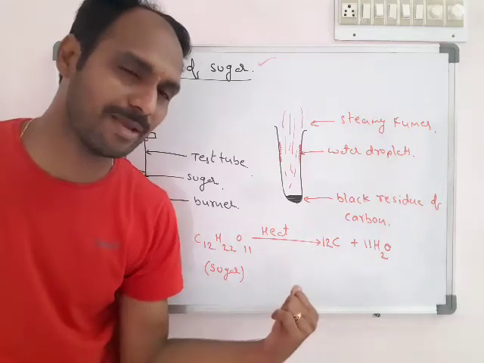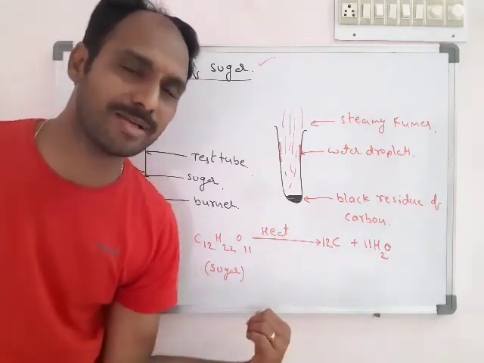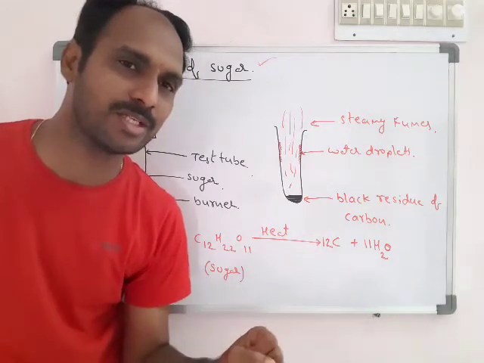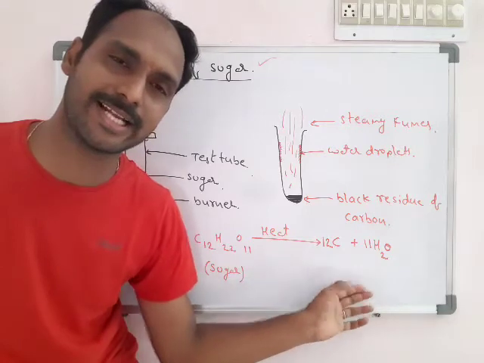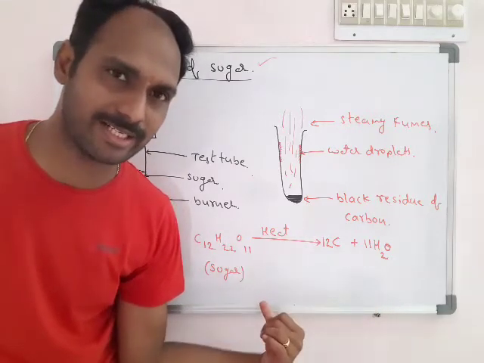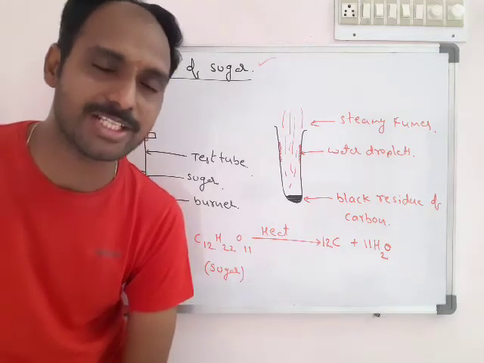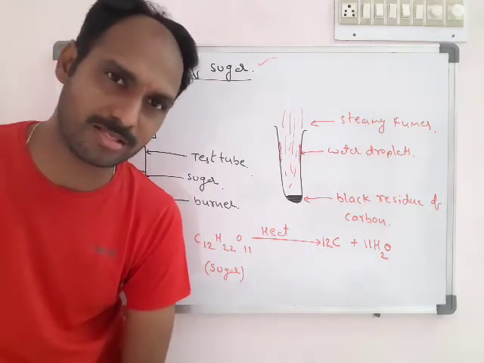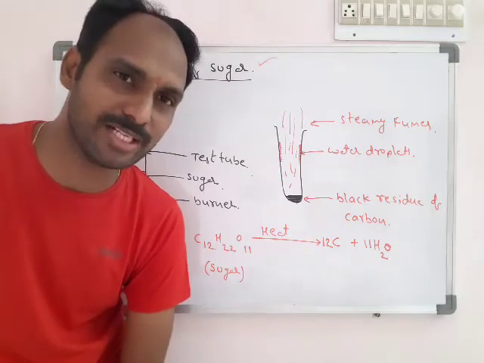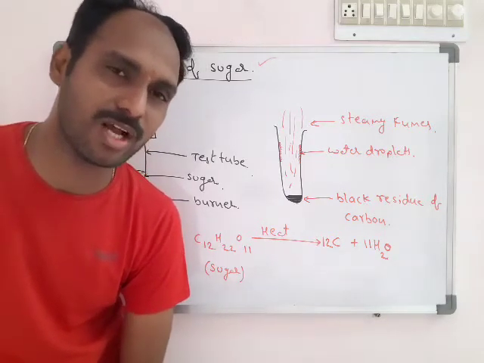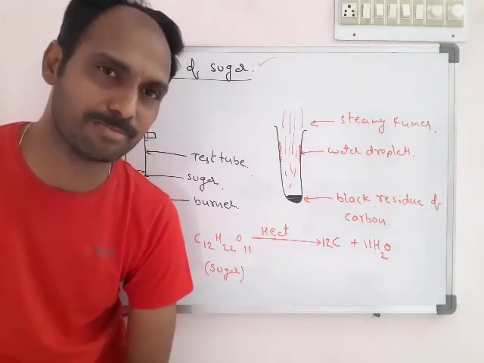But in a chemical change, totally new chemicals are formed. The mass of the starting reactant is exactly equal to the mass of the product. It means the mass of product is exactly equal to the mass of reactant. This is called the law of conservation of mass: mass is neither created nor destroyed during a chemical change. That's why balancing equations also follows the same principle.